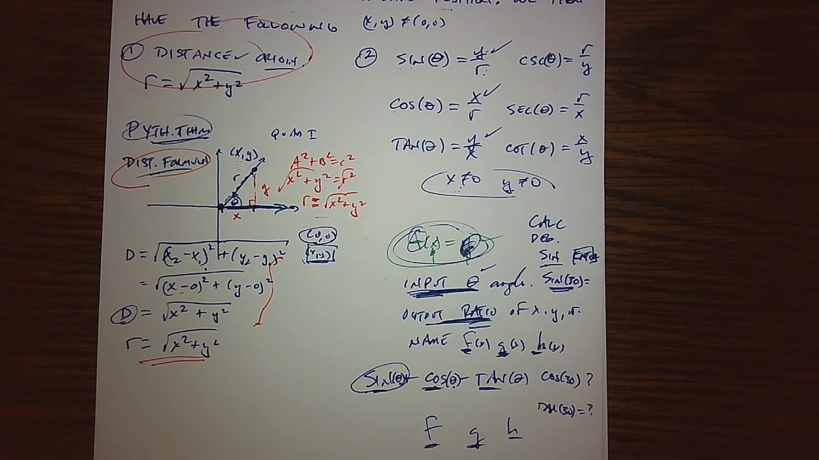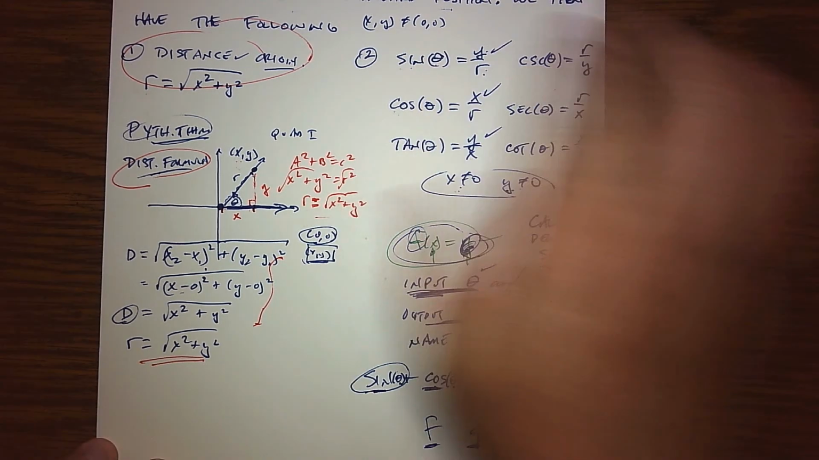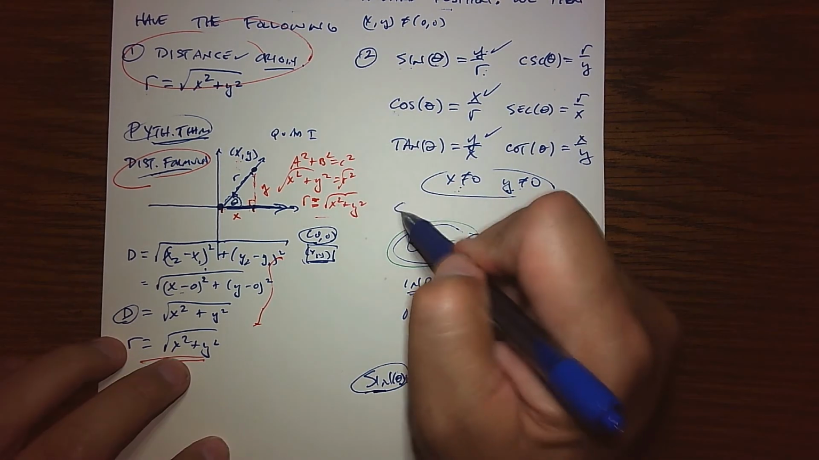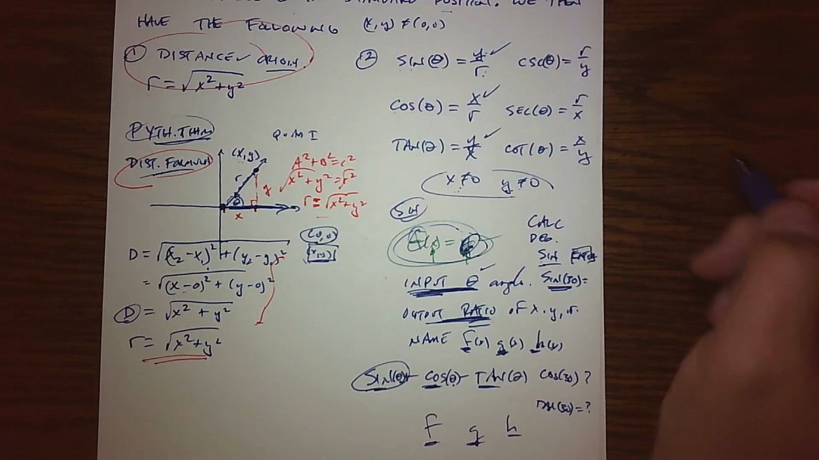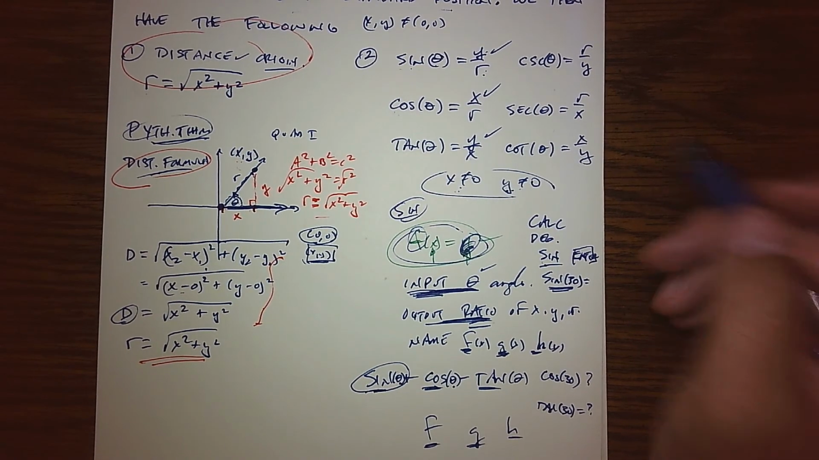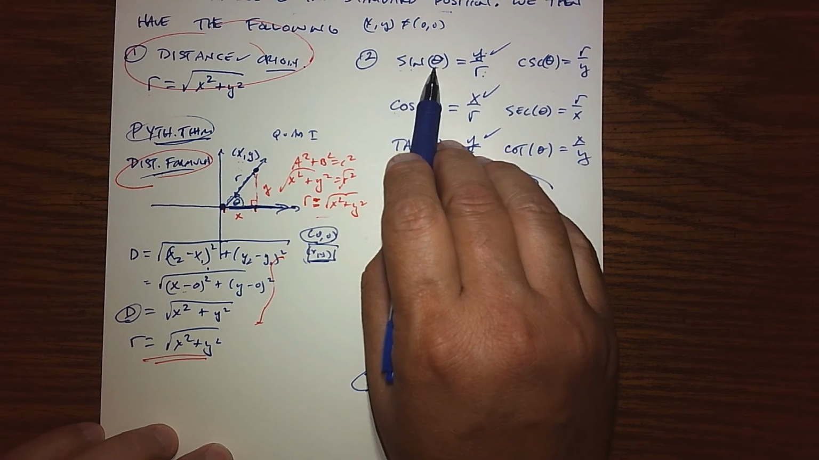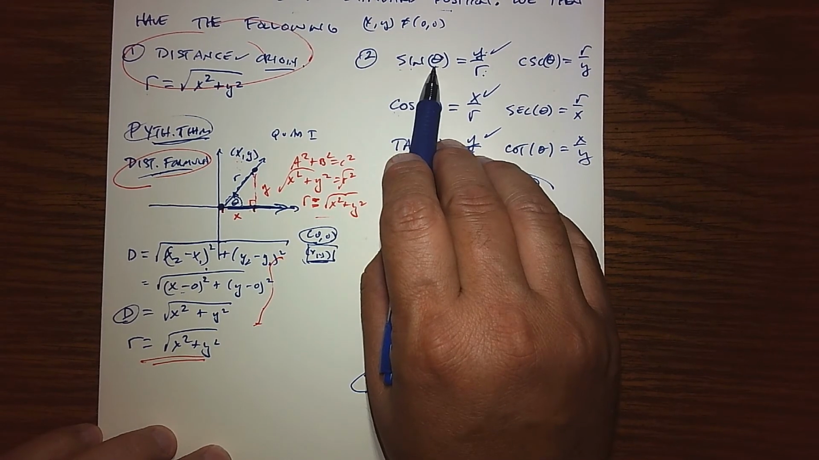So sine, cosine, and tangent are basically function names. And if you just use them all by their lonesome, you actually have no meaning at all. It's an error. To give it meaning, we have to give it an input. And in this case, the input is some angle theta.